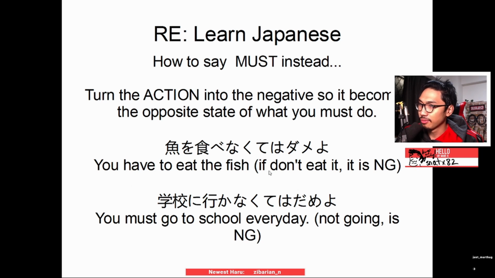So you have to eat the fish. If you don't eat it, it is NG. Gakko ni ikanakute wa dame yo. This makes more sense if you think about it and you split it up into two pieces, right? So 学校に行かなくては学校に行かないことはダメよ.